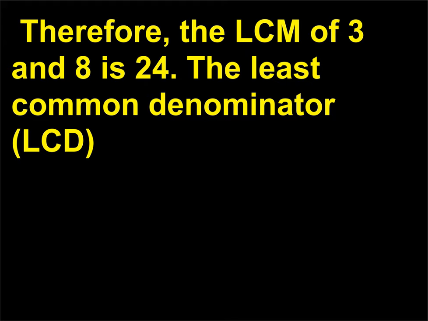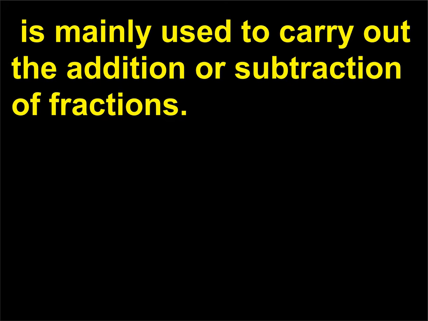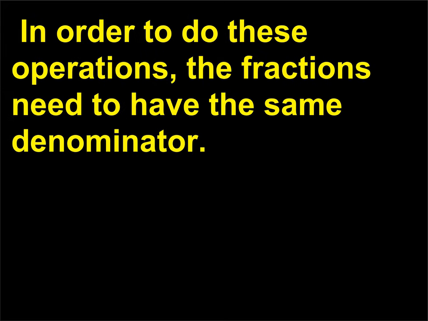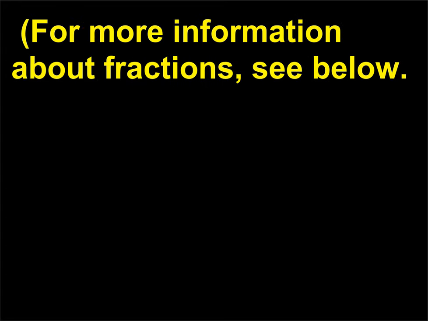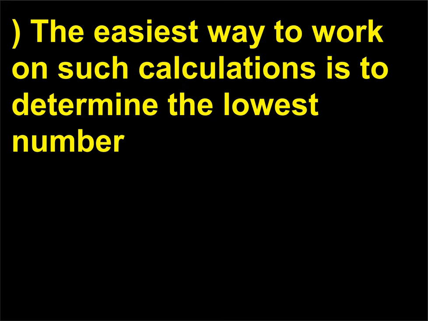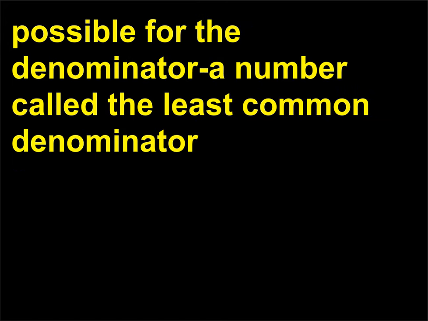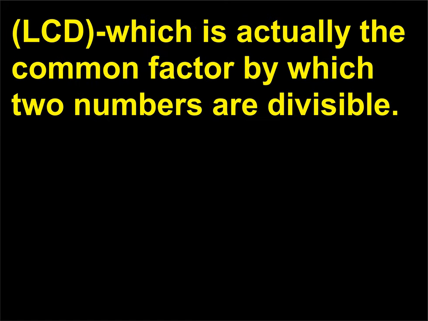The least common denominator, LCD, is mainly used to carry out the addition or subtraction of fractions. In order to do these operations, the fractions need to have the same denominator. For more information about fractions, see below. The easiest way to work on such calculations is to determine the lowest number possible for the denominator, a number called the least common denominator, LCD, which is actually the common factor by which two numbers are divisible.